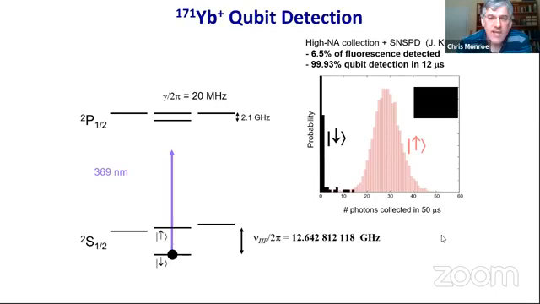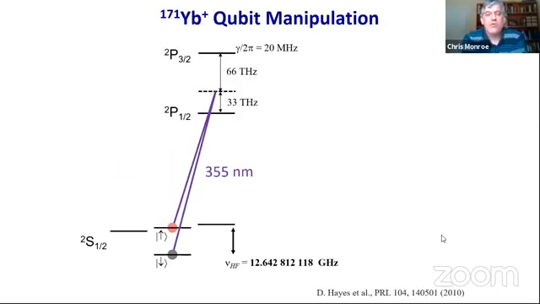Okay. Now, you might argue the more important thing we do with this qubit is the coherent manipulation. It allows us to do gates and make algorithms.